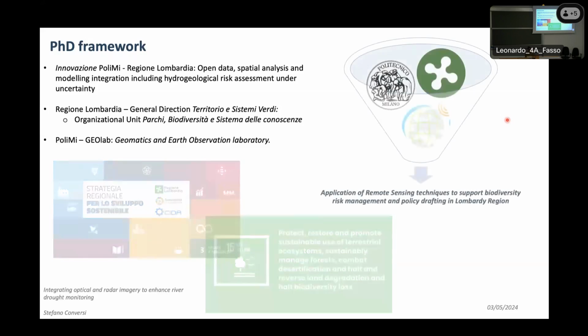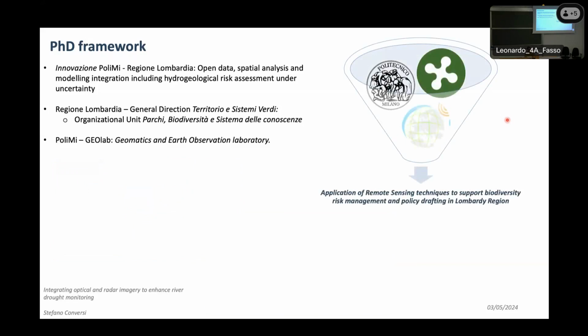And the idea in this project is to use all the expertise that we can find here at Politecnico and also at Regione in order to produce something practical that can be used by Regione Lombardia. And here you see what is for now the draft of the title of my thesis: the application of remote sensing techniques to support biodiversity risk management and policy drafting in the Lombardy region.